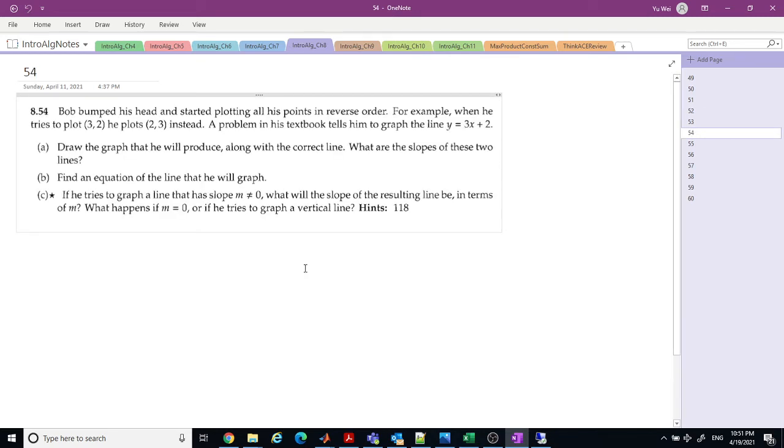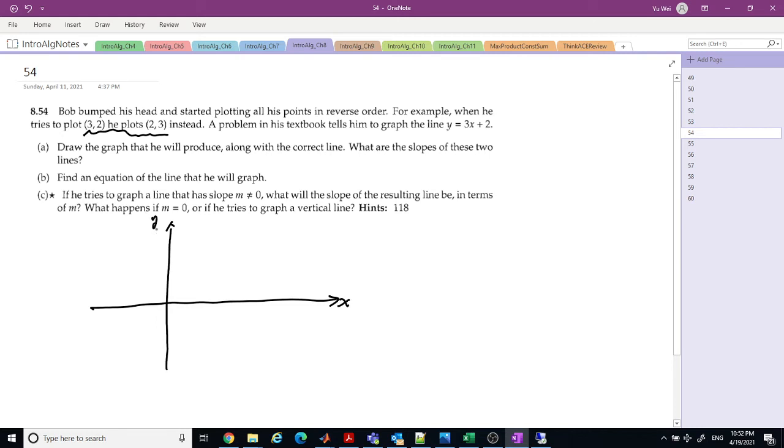Okay, so Bob bumped his head and he wrote the coordinates, right? Bob swapped all the coordinates, and the problem in his textbook is this. So now let's see. Let's draw this line. The plot in his textbook is passing through 0, 2, right? And if x changes by 1 and y changes by 3, here is 1, 5. Okay, so this is the textbook.